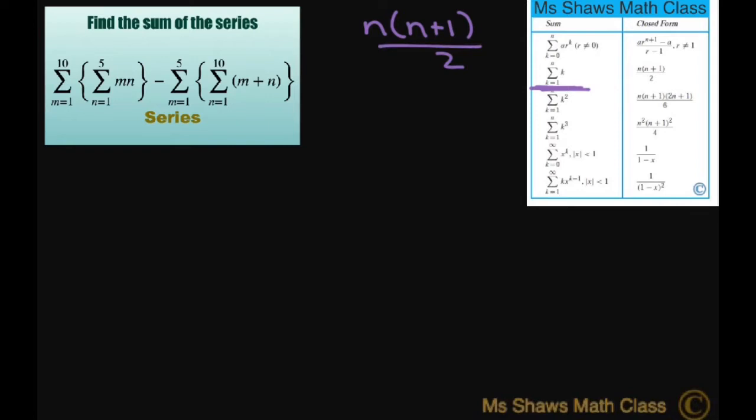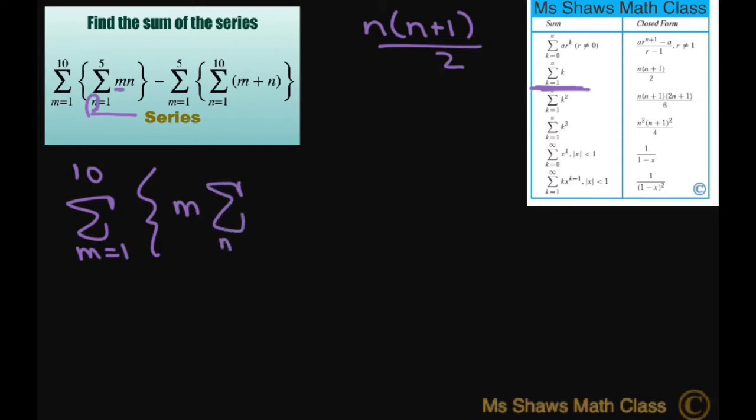So let's look at this. Let's write our sum from m equals 1 to 10. And now for this piece here, since this is n, we're going to pull out the m. So write the m in front. That's some constant. Then we have the sum of n equals 1 to 5 of n. So that's the first piece.